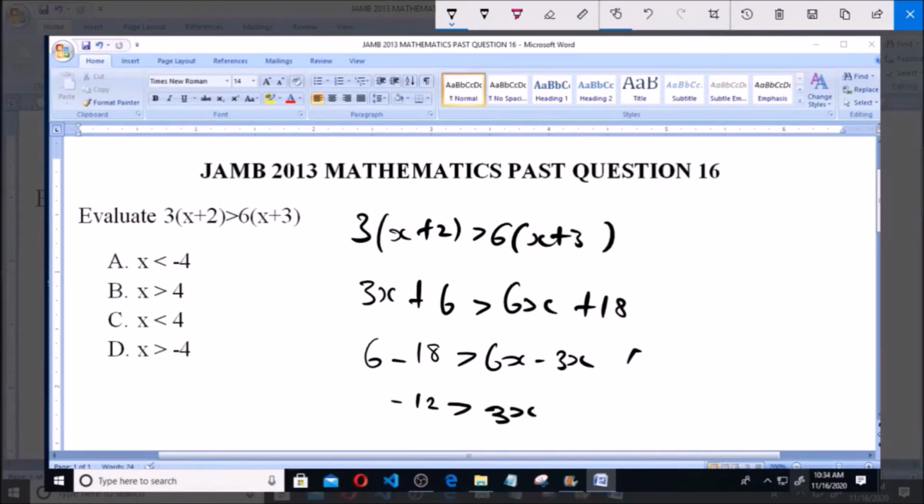Now dividing both sides by the coefficient of x, which is 3, 3 will cancel 3, so therefore minus 12 divided by 3 will give us minus 4. So we have minus 4 is greater than x, meaning that x is less than minus 4. And that is option A. x is less than minus 4.